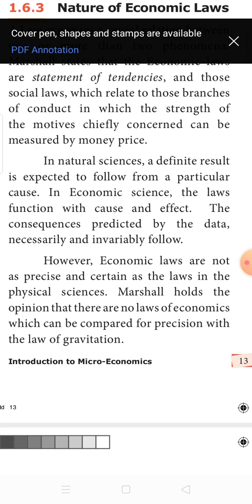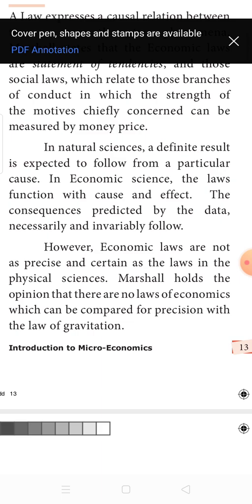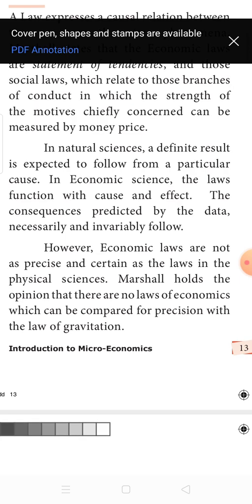Many say that economic laws are not as precise and as certain as physical laws. To some extent, we need to accept it. Precise means it is 100% true. But economic laws are not as precise as the laws of physical science. One small example I shall tell you.